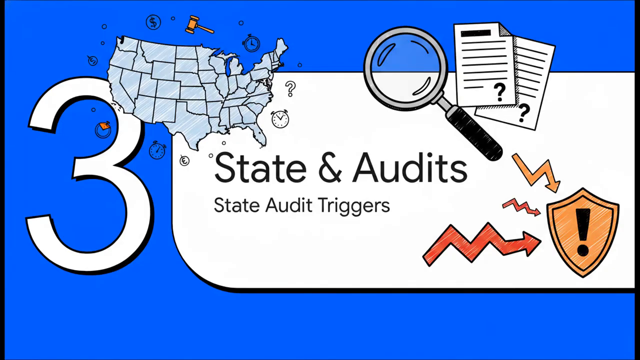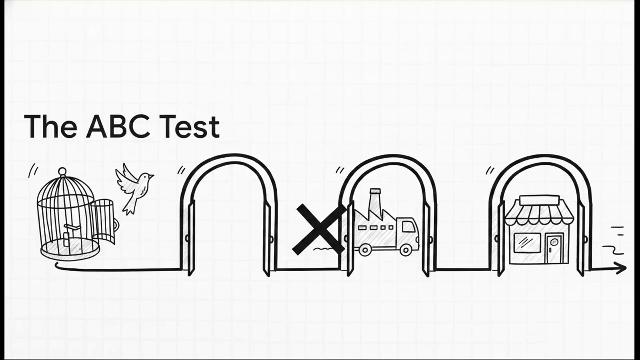Section 3, state variance and audit triggers. Now, here is the really scary part. Surviving that federal test doesn't mean you are entirely in the clear. A growing number of states, including California and Massachusetts, use a highly aggressive standard called the ABC test for state-level employment matters. To classify someone as a contractor, you must satisfy all 3 of these prongs.